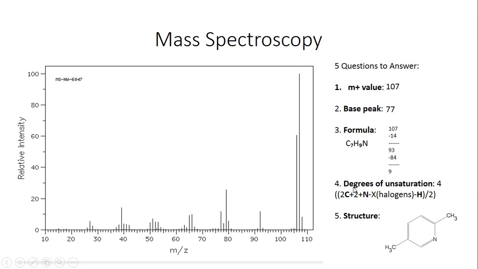Next, we look for degrees of unsaturation, and that tells us how many rings and double bonds we are dealing with. And here is the equation below. So I plugged in the number of carbons, nitrogens, and hydrogens, and I ended up with 4. This means that we have 1 ring and 3 pi bonds. So that enables us to predict the structure. Here's our ring, here's our nitrogen, here's our double bonds, and here's our methyl groups.